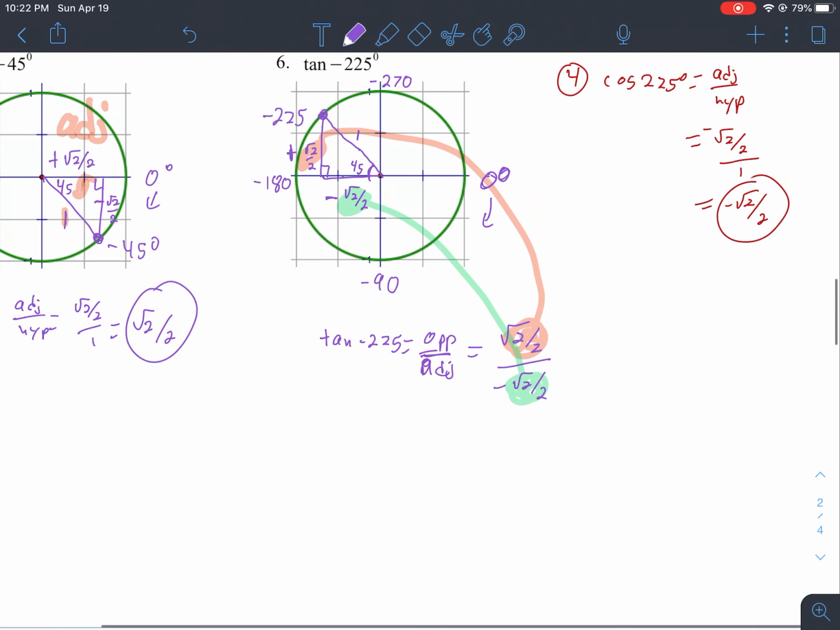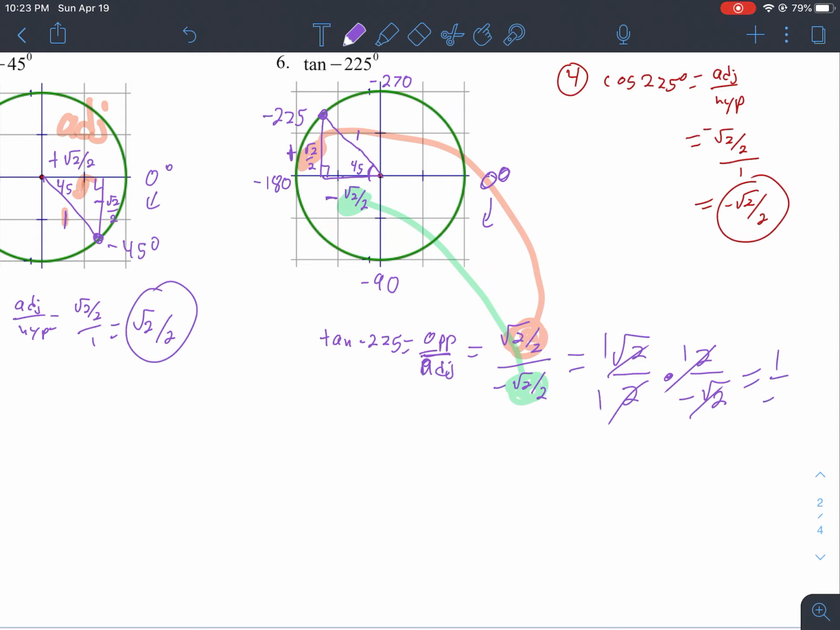Okay, this looks terrible, but don't worry. You can simplify it. Because division is the same as multiplying by the reciprocal. Those cancel and those cancel. These are all ones. So you're left with 1 over negative 1, which is negative 1.